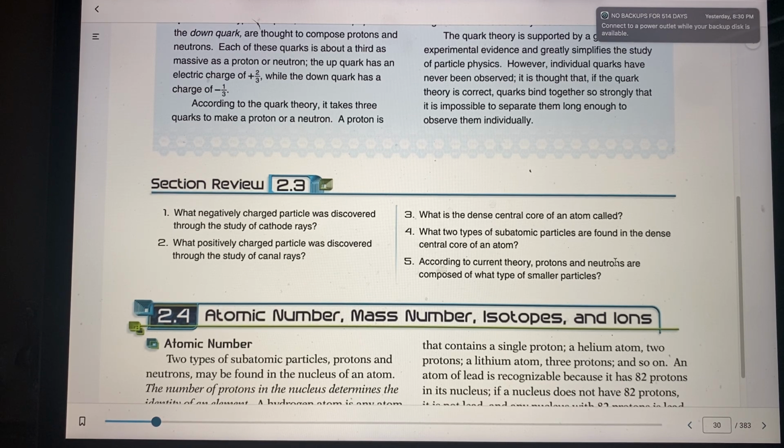So that's enough for this, and then we'll go on to atomic number, mass number, isotopes, and ions in the next video.